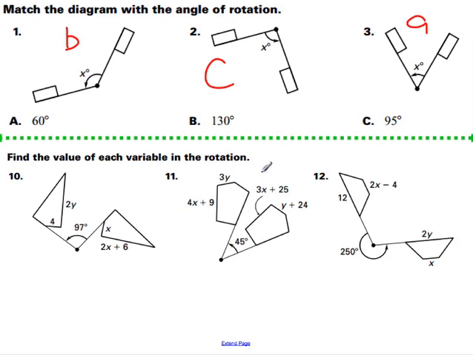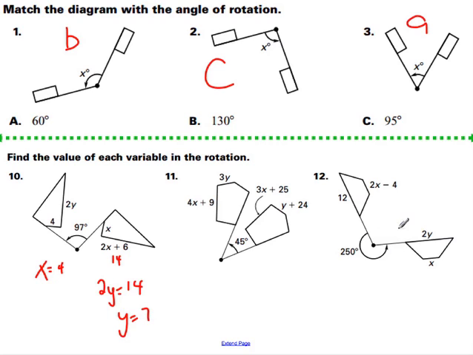Find the value of each variable in the rotation. Basically, the idea is you have to realize that, well, let's see, x is this piece here. That means it's probably going to be 4, so x equals 4. Well, if x equals 4, that means this part equals 8, plus 6 is 14. So then we'd have 2y equal 14 because 2y is this piece here, which is the image after the 97-degree rotation. So we'd say 2y equals 14 or y equals 7.